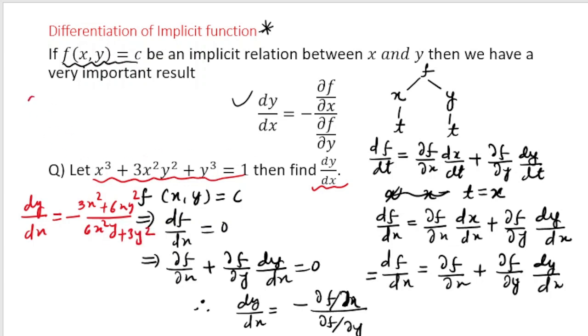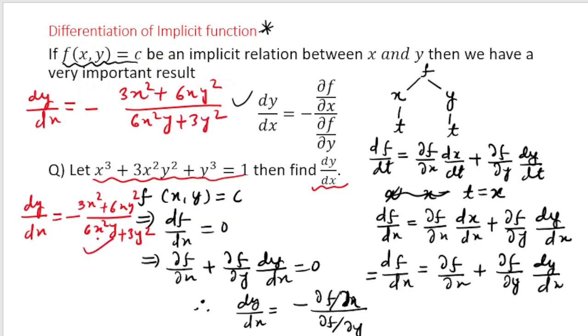Let me write it again for your better understanding. dy/dx is equal to minus, I differentiate again, so 3x², and with respect to x it will give me 6xy², and with respect to y, if I differentiate partially, x³ will give you 0, y² will give you 2y, so it will be 6x²y plus 3y². This is what I have got here.